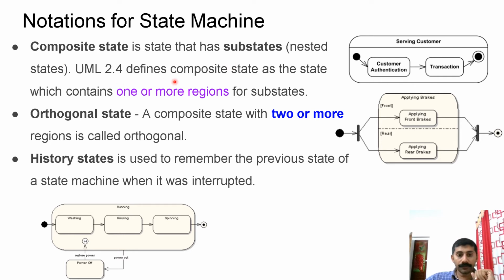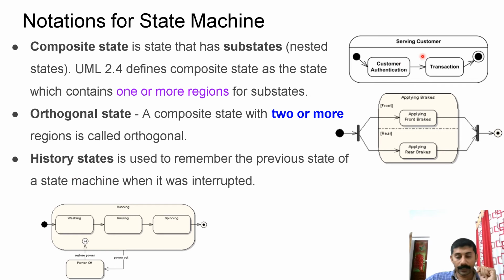UML 2.4 defines composite state as the state which contains one or more regions for substate. Region is something like these dashed lines, so it will separate the composite state into different regions. Orthogonal state. A composite state with two or more regions is called orthogonal state. If there are two or more dashed lines separating the substates in a composite state, that is orthogonal state.